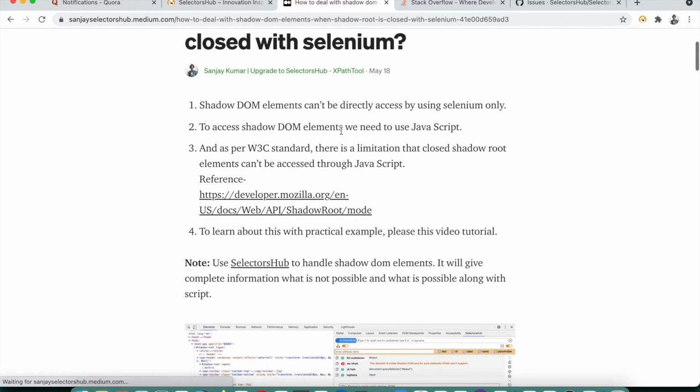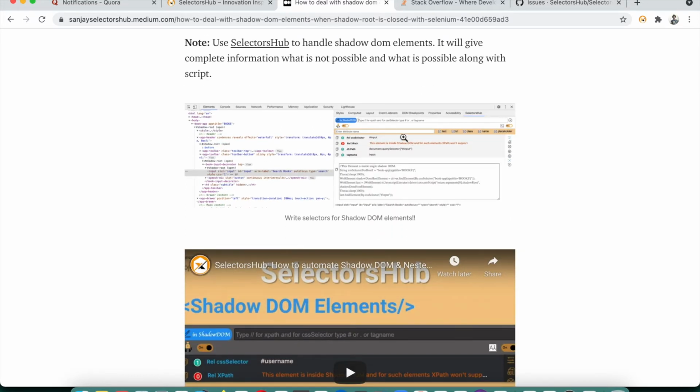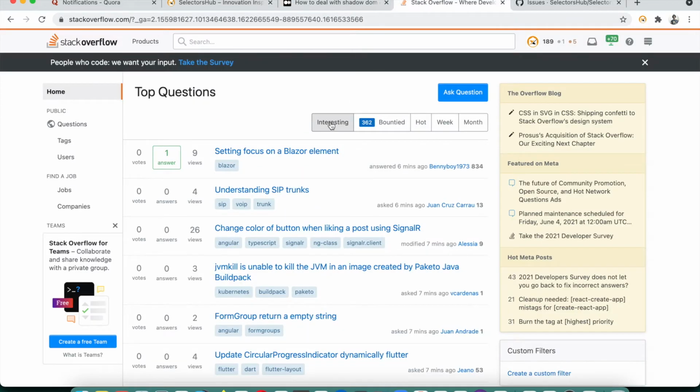So just a few lines, very few lines, you can add from your end, and you can give the reference of a screenshot and the video tutorials already available on the SelectorsHub YouTube channel. That way you can help a lot. People are asking questions on Quora and on Stack Overflow. Lots of questions are there related to SelectorsHub and XPath problems, so you can also answer those people and contribute to the SelectorsHub community to help and solve their problems.